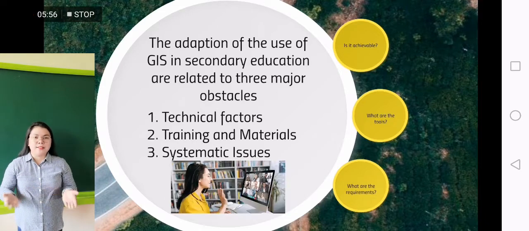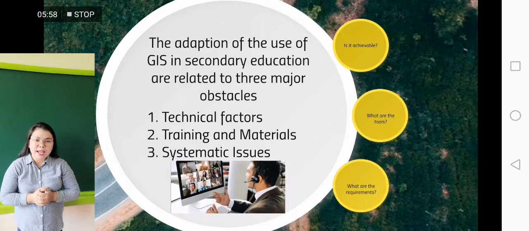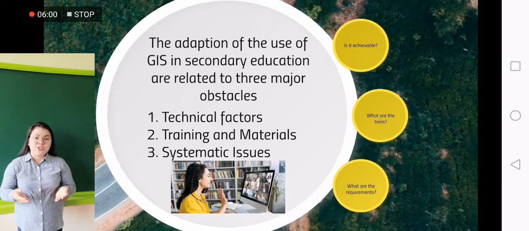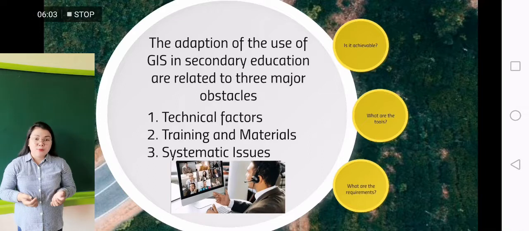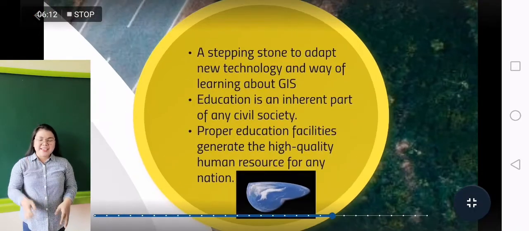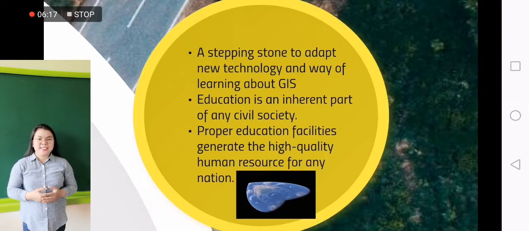So the question is, is it possible to apply it in secondary education? Is it achievable? A big yes. Despite the fact that every individual, especially in secondary education, is new to GIS, I am still pursuing this study as it may be a stepping stone to adopt new technology and a new way of learning about GIS. Education is an inherent part of any civil society.